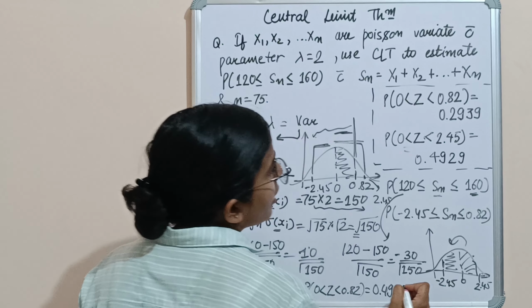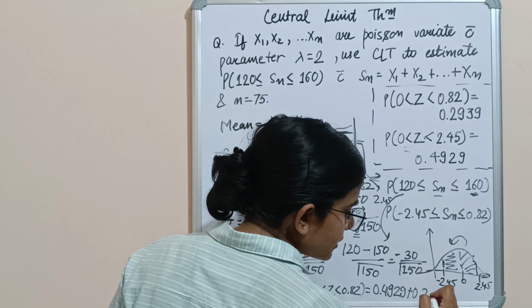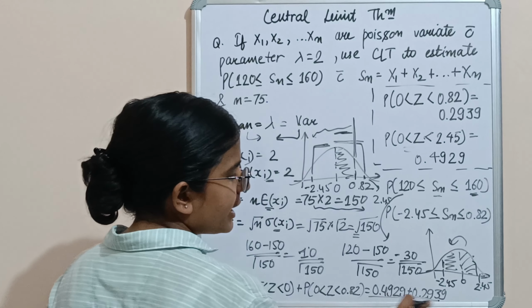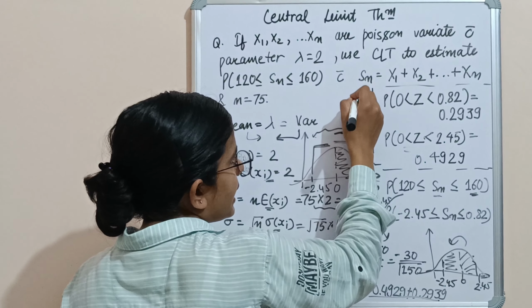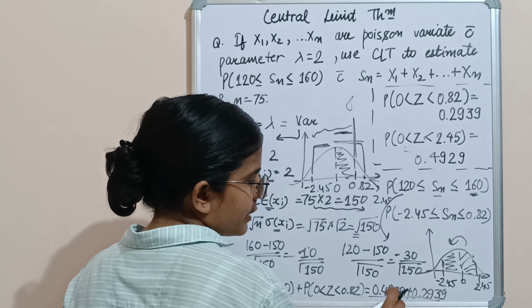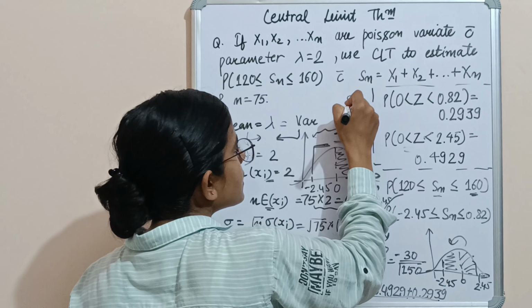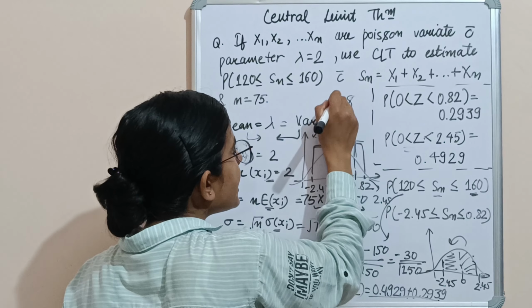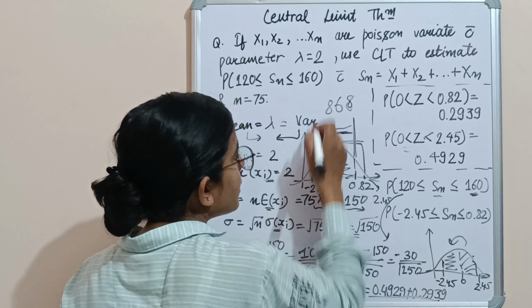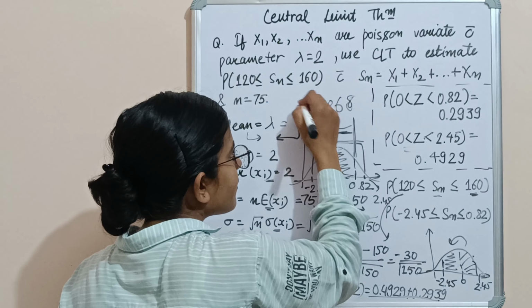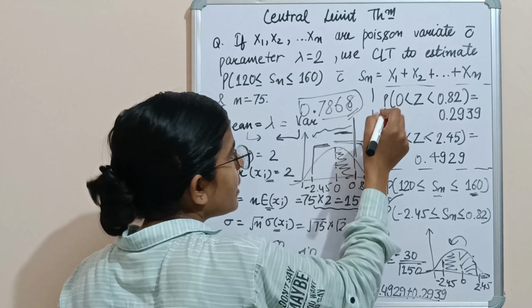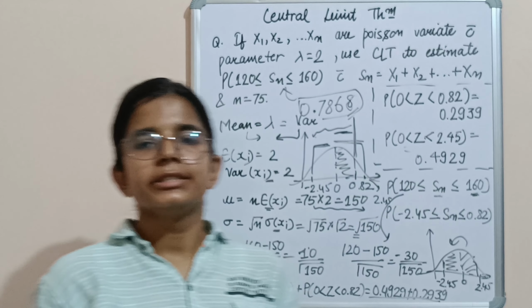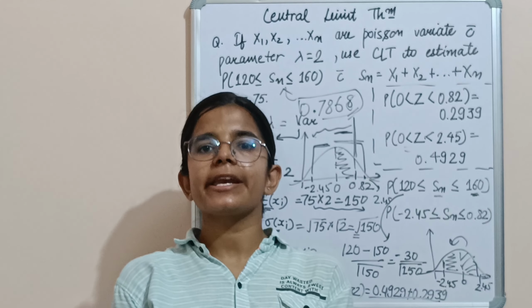Now this equals 0.4929 plus 0.2939. Our answer will be 0.7868. This is our probability of this interval and this is our answer. That's all. We will meet in our next lecture.